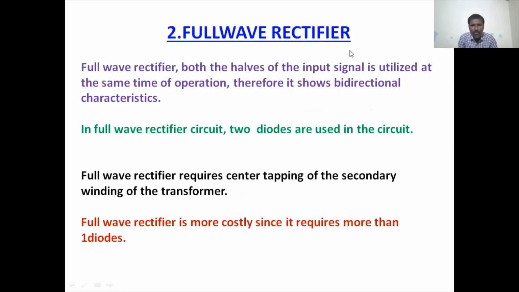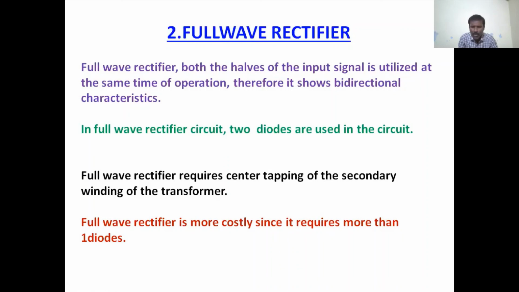Second one is the full wave rectifier. In a full wave rectifier, both halves of the input signal are utilized at the same time of operation. Therefore, it shows bidirectional characteristics. Why does it show bidirectional characteristics? At the same time, both halves of the input signal are utilized during operation.